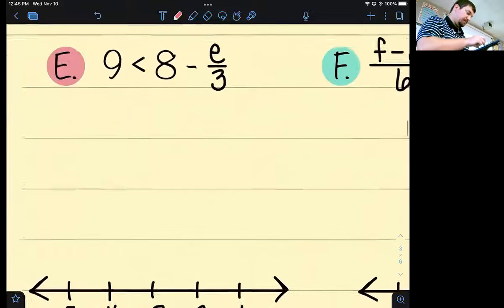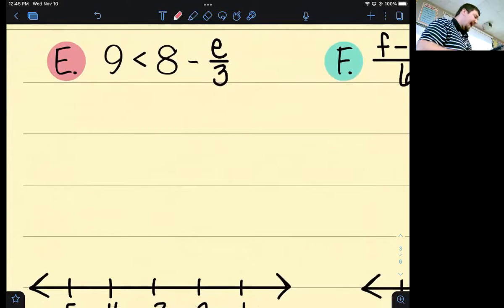Example E. Addison, which number do you think I should get rid of first? What would be the cousin Eddie term? That's right. Nice job. And since it's a positive 8, we're going to write the opposite, which is, that's right.